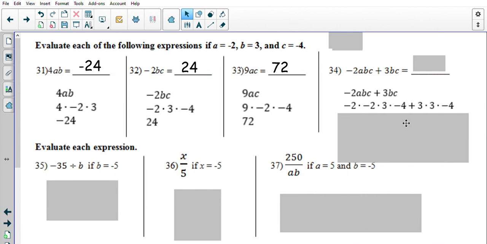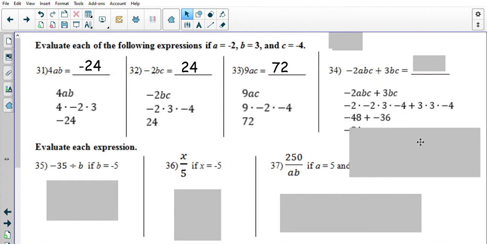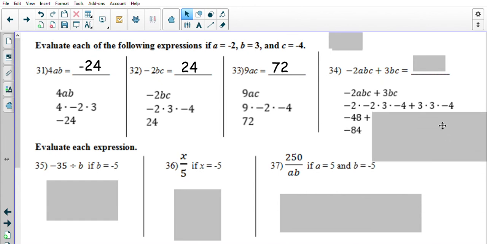3 times 3 is 9. 9 times negative 4 is negative 36. And let me delete this. Negative 48 plus negative 36 is going to get us negative 84. So yeah, these are kind of tough.